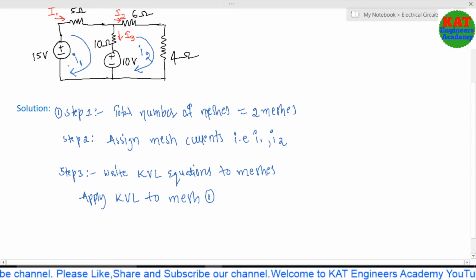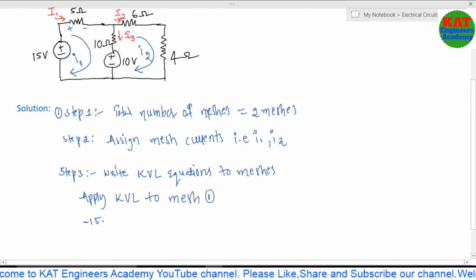In the KVL equation, I consider a rise in potential as negative and a drop in potential as positive. First we have the 15 volts, going from negative to positive, which is a rise in potential, so I consider it as minus 15. Next, the current is entering the 5 ohm resistor. Whatever current enters the resistor at the positive terminal is considered positive, and leaving at the negative terminal. So it is a drop in potential, considered positive.